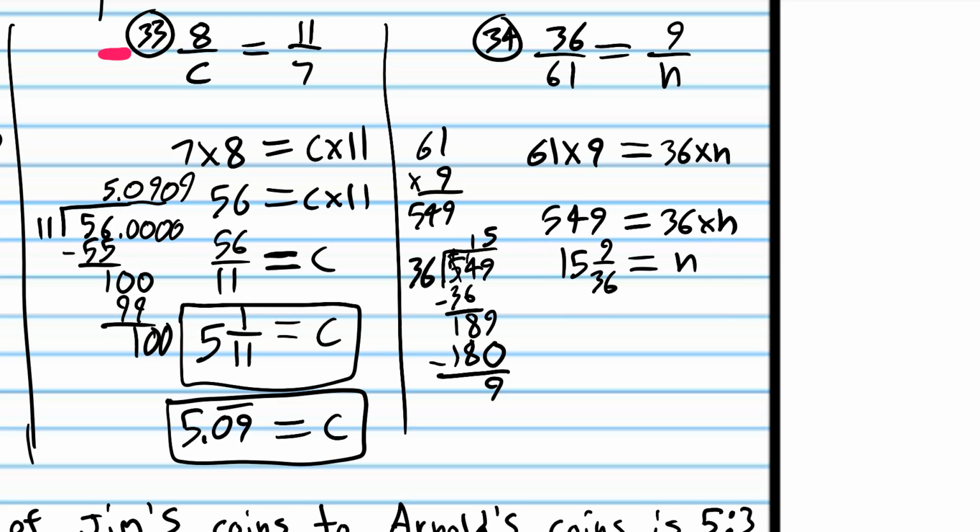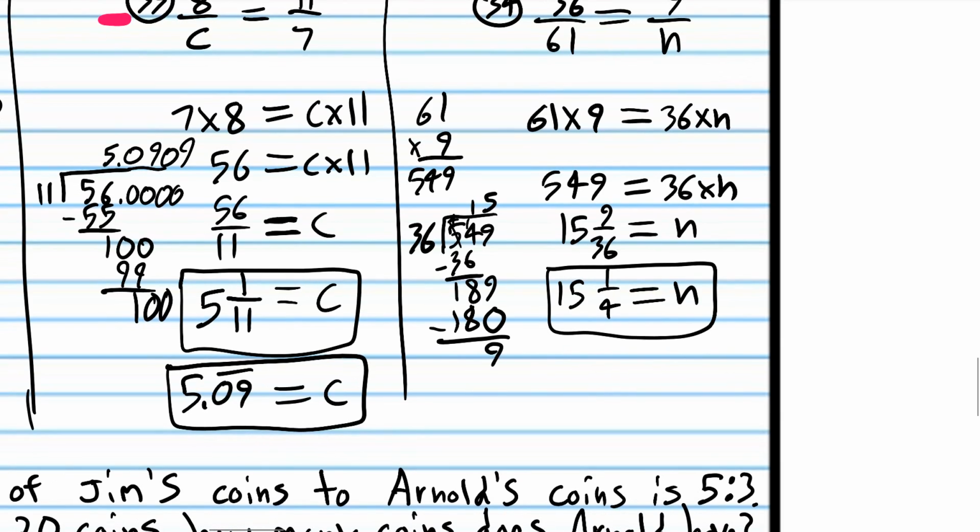Actually, I just realized 9 over 36 can be reduced. If we divide both sides of that fraction by 9, we get 1 over 4. So a lot of math going on here. So if you want to change it to a mixed number again, 549 over 36 is another way to write this. So we just change this improper fraction to a mixed number.